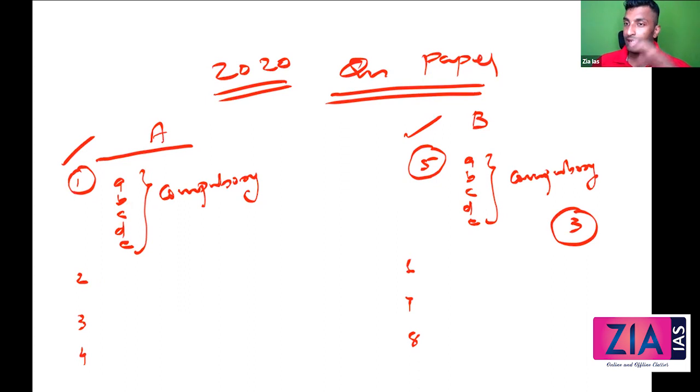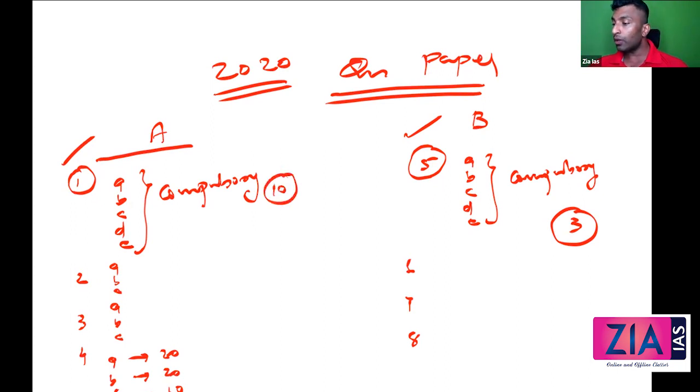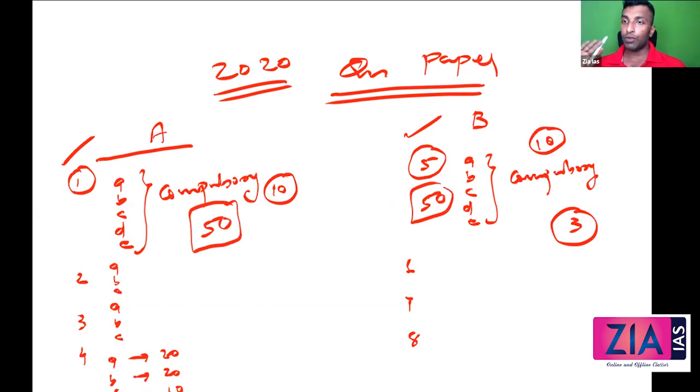Now each of these 3 will be like this. There will be further A, B, C. In 2 also A, B, C, 3 also A, B, C, 4 also A, B, C. Here it will be a 20 marker, then 20 marker, then 10 marker. Exactly the same, everything will be the same. All these are of 10 marker. So you can see here, this is total 50, and this is total 50. In fact, each question is of 50.